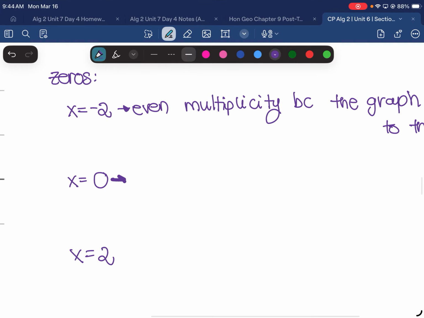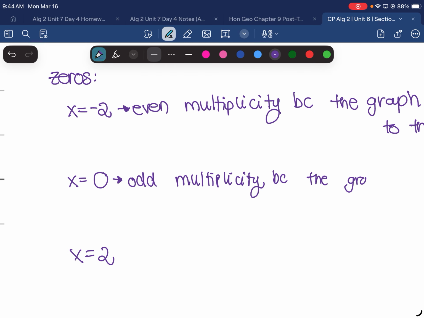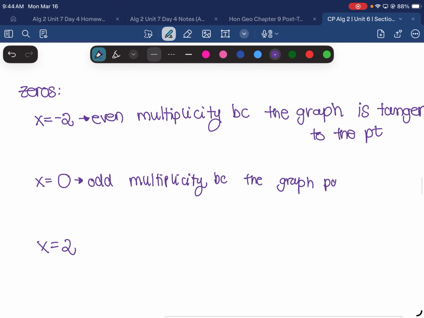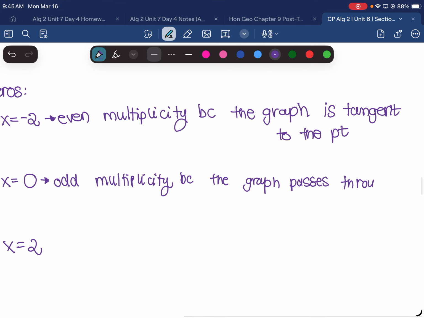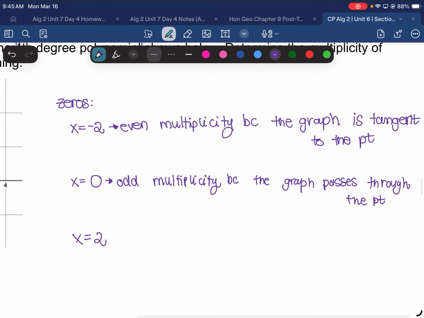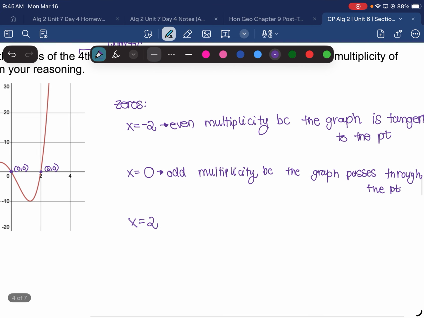So at x equals 0, whoops, sorry. This had an odd multiplicity. And that was because the graph passes through the point. That was at 0, 0.